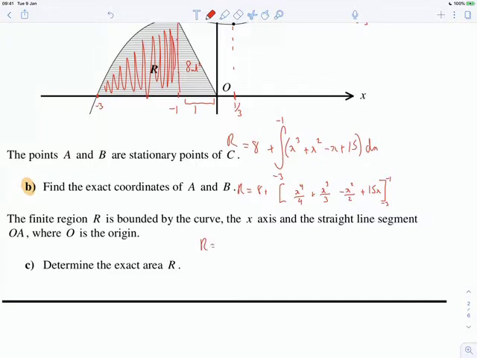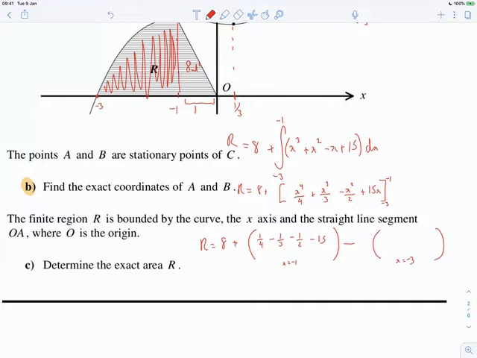Okay, so R is going to equal 8 plus brackets, brackets, minus brackets, brackets. And this is when I substitute x is minus 1, the top one, and this is when x is minus 3. Okay, so for the top one, minus 1. So all the even powers are going to be made positive. This is going to be positive a quarter, minus a third, minus a positive, so it's minus a half, plus 15 times minus 1, which is minus 15. Minus, and then when x is minus 3.